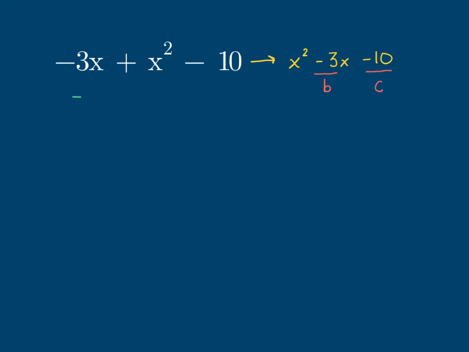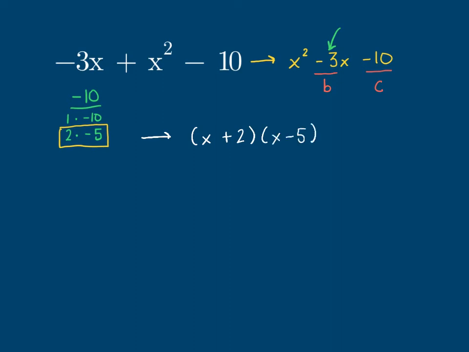So this time I'm looking for factors of negative 10, which means one has to be positive and one has to be negative in order to make that a negative 10. Now since b is negative, that tells me my bigger factor has to also be negative. So my options would be 1 times negative 10 or 2 times negative 5. And again, I'm looking for the factors that would add to equal negative 3, and that would be the 2 and the negative 5. So that means my trinomial factors into x plus 2, because it's a positive 2, and x minus 5, because it's a negative 5.